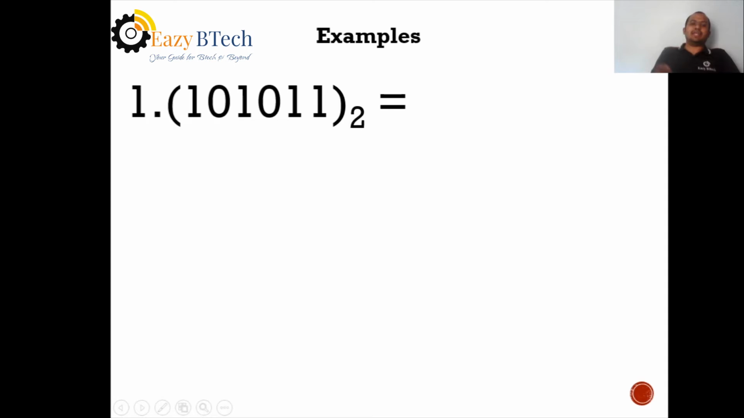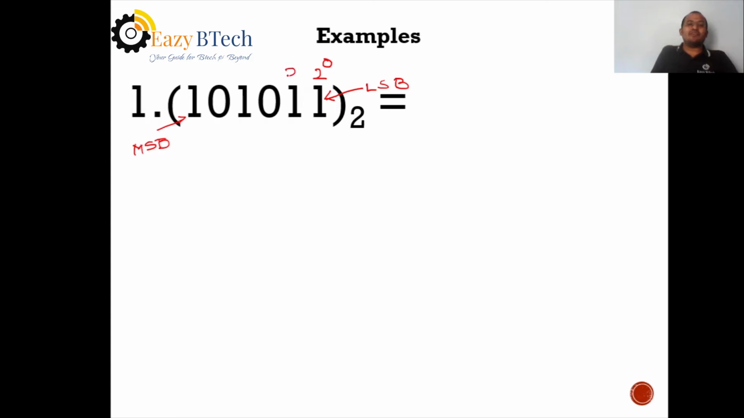Let us look at this example. The given binary number is 101011, and we have to find the corresponding decimal equivalent for this. First we have to assign the weights, starting with 2 power 0. This is the LSB, which will have the least weight, whereas this is the MSB, which will have the highest weight. We start assigning the weights in increasing order from LSB to MSB.